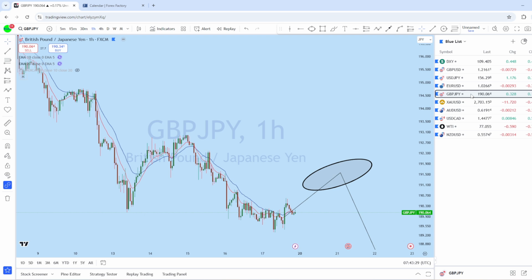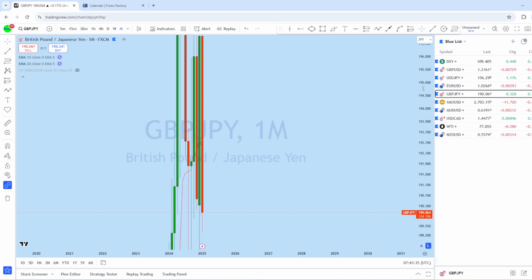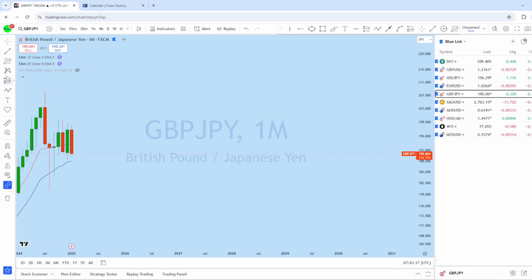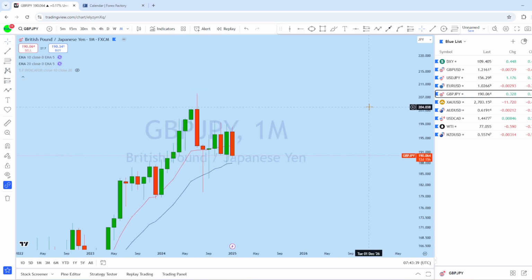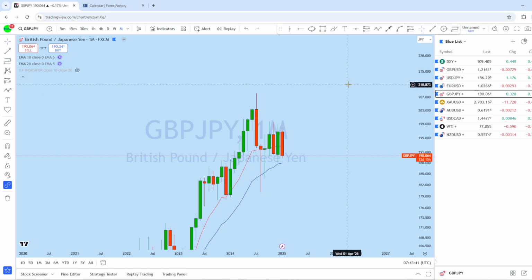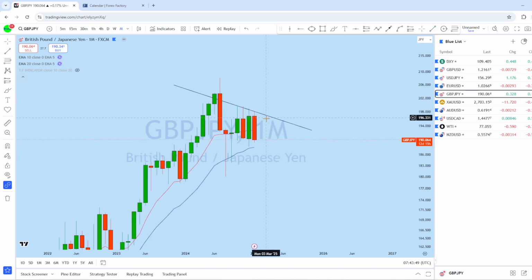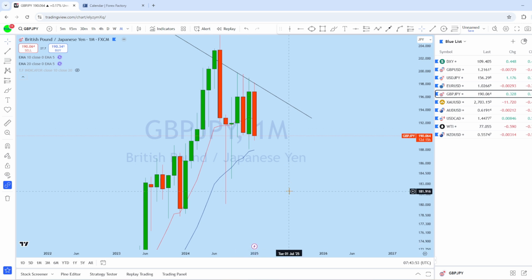Looking at GBP JPY, we can see the monthly price action on GJ. In this monthly price action, the market is forming a series of lower highs, and from that monthly resistance on GJ, we are expecting this price to break below to create a new lower low.